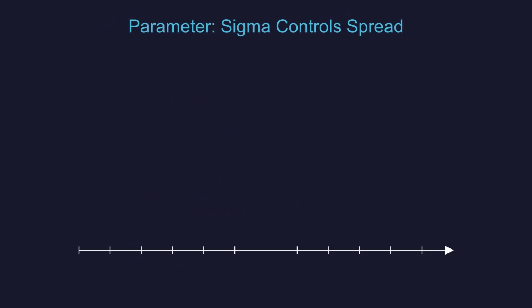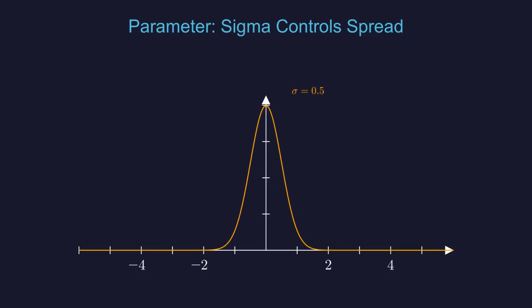The second parameter is sigma, the standard deviation, which controls the spread. A small sigma of 0.5 gives a tall, narrow curve. Sigma equals 1 is the standard normal, and sigma equals 2 gives a wider, flatter curve. Larger sigma means more spread, lower peak, but the total area always remains 1.